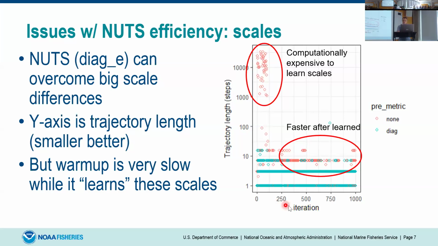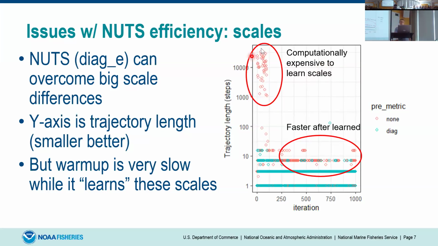So this is iteration on the x-axis. This is taking one of those really big s's. Trajectory length. This is how many evaluations of the gradient we have to do for every iteration of the MCMC algorithm. So high is bad, right? Those kind of wiggly things we saw, we're talking like 10,000 points to get from one place in the posterior to another point. That's horrendously expensive to calculate.